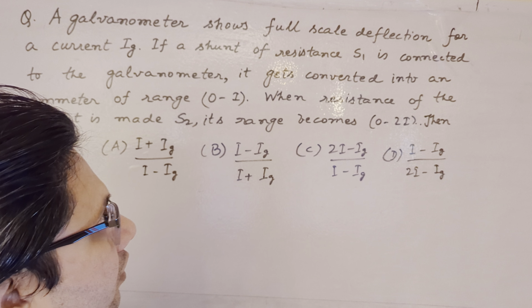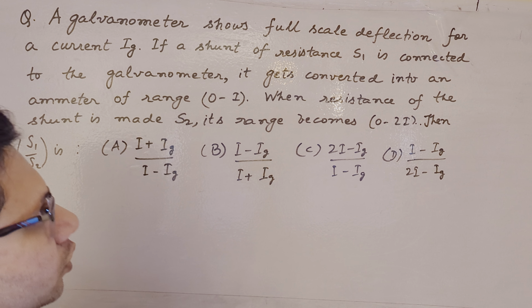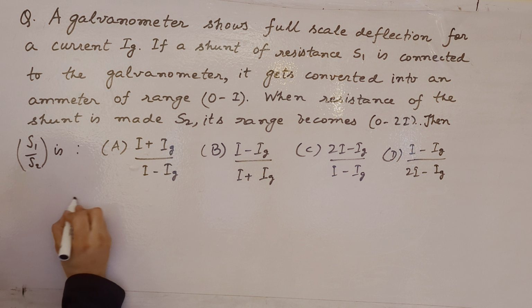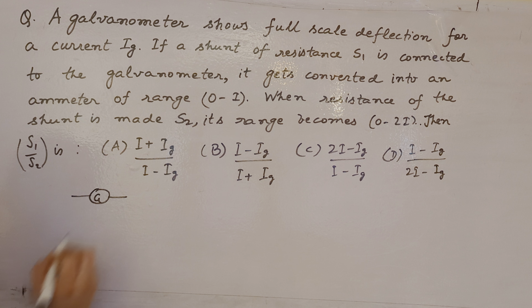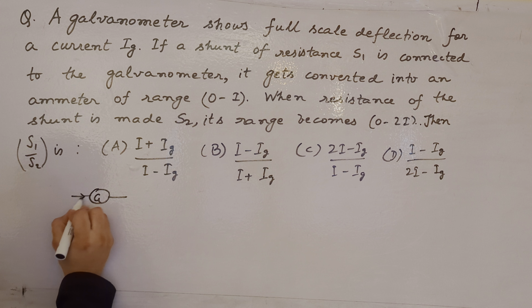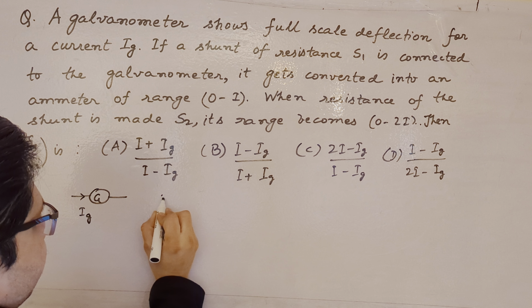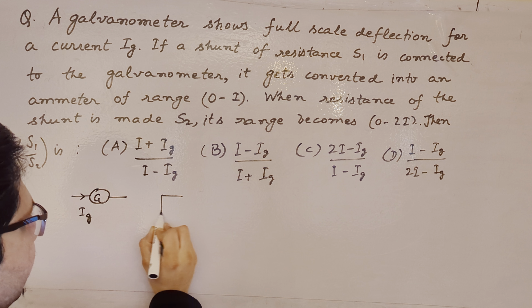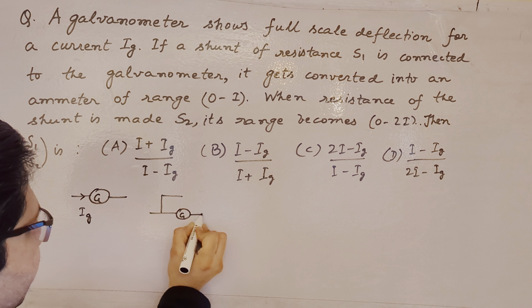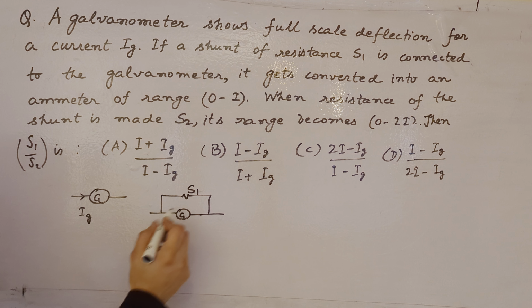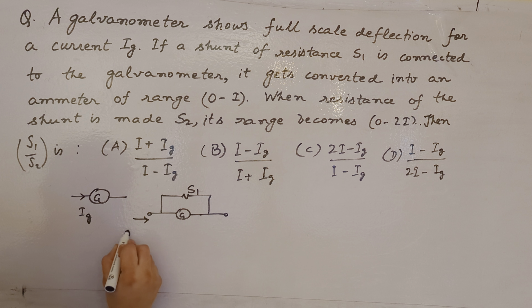When the galvanometer is converted into an ammeter, we have to place a shunt in parallel to it. Suppose the galvanometer has a resistance of G, and it has a full scale deflection with respect to the current Ig. In the first case, the galvanometer is converted into an ammeter by placing a shunt resistance S1 in parallel to it, and the range of the current is from 0 to I.